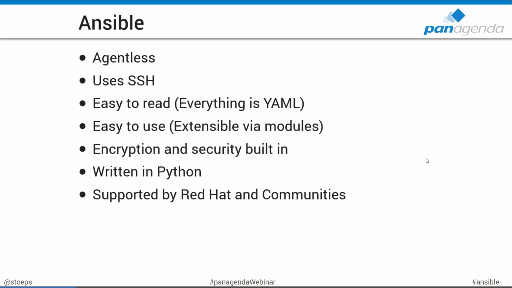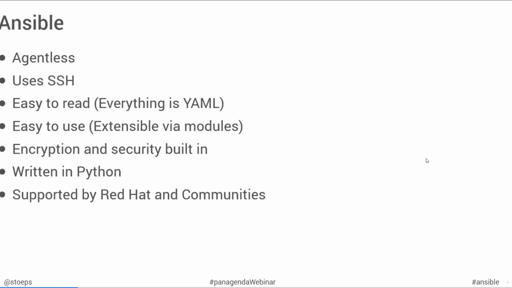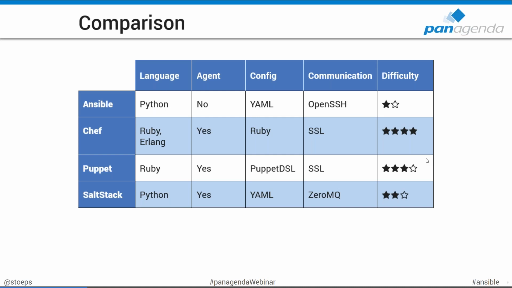There is encryption built in, so I can encrypt my passwords. I have a secure connection to my servers through SSH. It's written in Python. Even I, as an admin, can read Python or write Python scripts. And it's supported by Red Hat and the community. So I like Ansible. Let's have a look at the comparison slide.